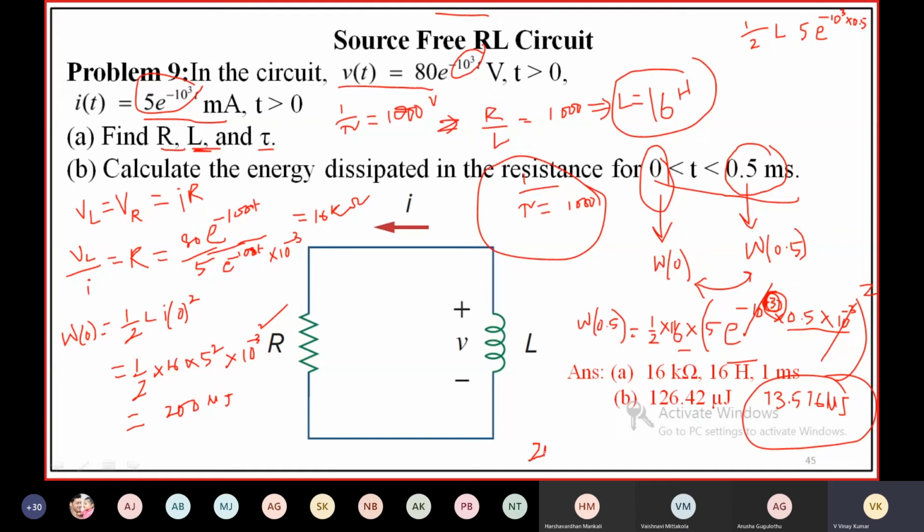So 200 microjoules minus 73.576 microjoules. Minus 200, you're going to get 126.42 microjoules. This much energy is dissipated in the resistance for 0 less than t less than 0.5 milliseconds.